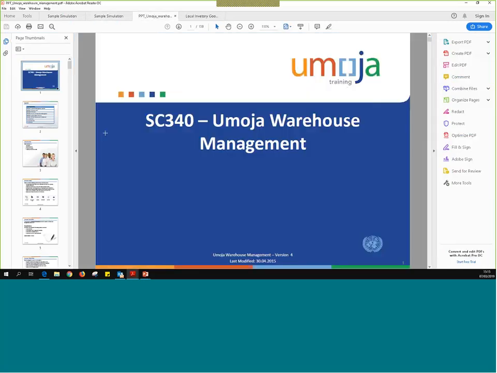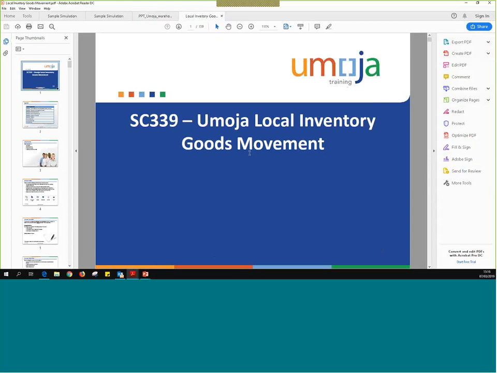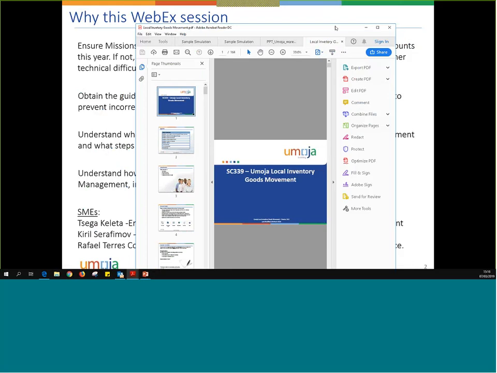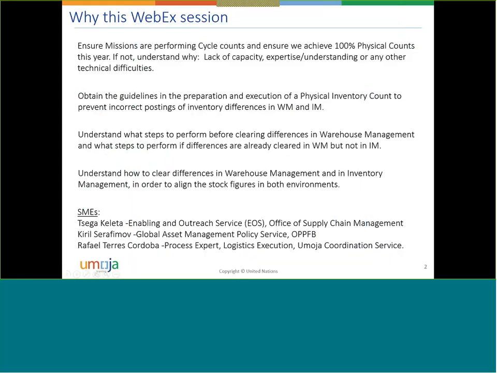Okay, this is the key part of our presentation. And there's also some other details from Umoja Warehouse Management in terms of the staging areas and understanding the warehouse design, and the Umoja Local Inventory Goods Movement, so you can also have some idea on the movement types and the repercussions and financial impacts. Okay, so I'm going to get rid of this. So now you know where all this information is coming from, and we can continue with our presentation here.